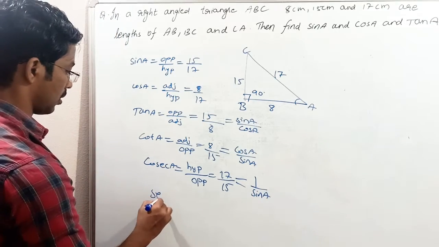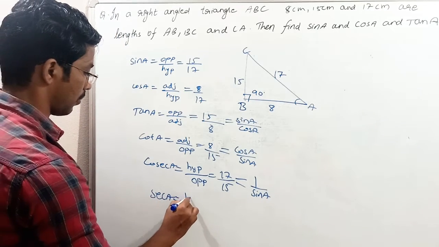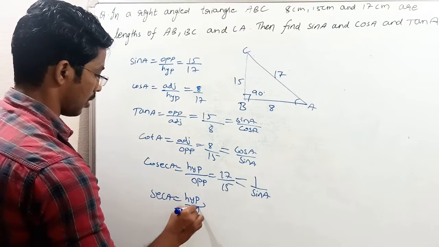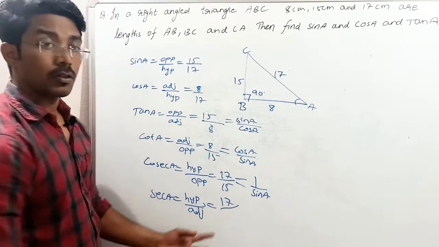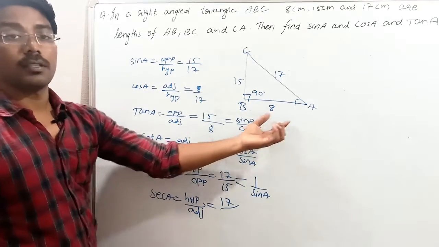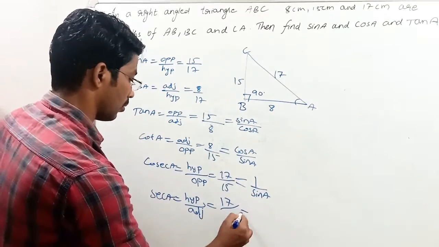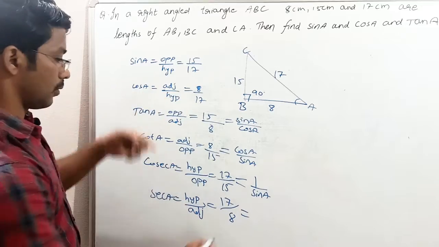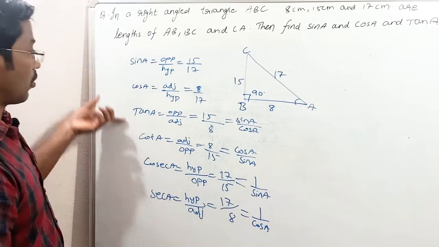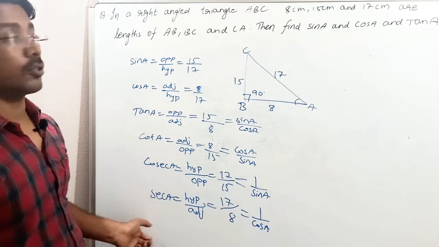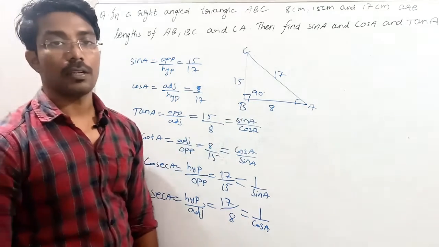Next, secant A is hypotenuse by adjacent. Hypotenuse is 17 and adjacent is 8. So 17 by 8 is the inverse of cos A, 1 by cos A. So these are the 6 trigonometric ratios from this right angle triangle.